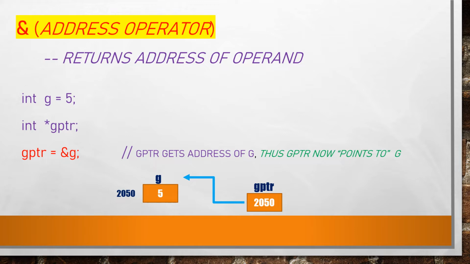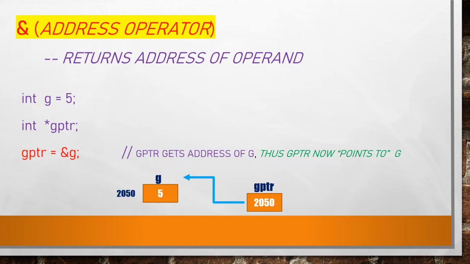This is illustrated with the help of the figure below. g is a normal integer variable containing a value, with address 2050. When we say gptr = &g, the address of g will be loaded into gptr. So the address 2050 of the g variable will be loaded into gptr. Whenever we say *gptr, we will be pointing to the g variable.